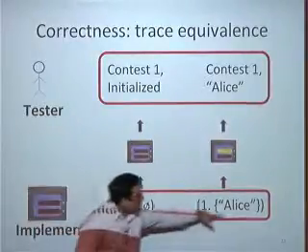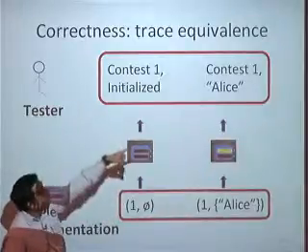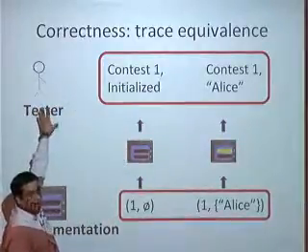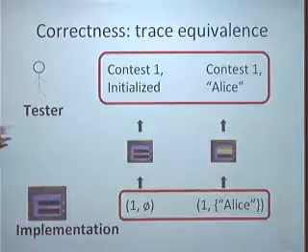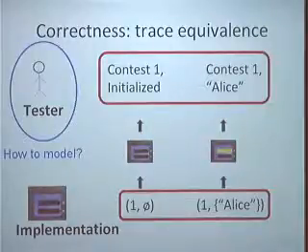This is going to be a trace of the implementation, and that's going to be a trace of the specification voting machine. Okay, and in each case, each element of that sequence is going to be a pair of the contest number and the selection state. Okay, so let me talk about this part.